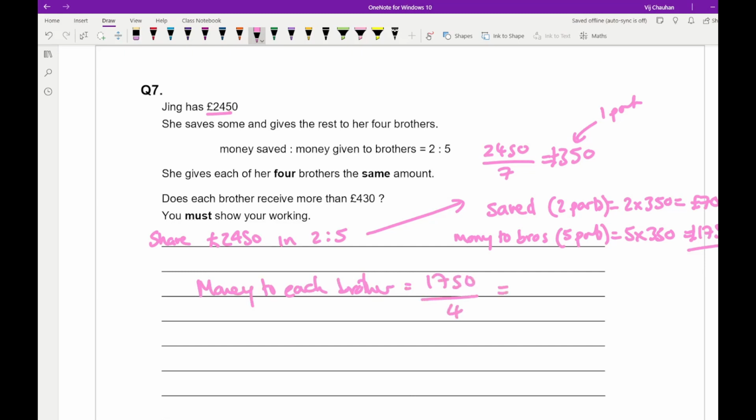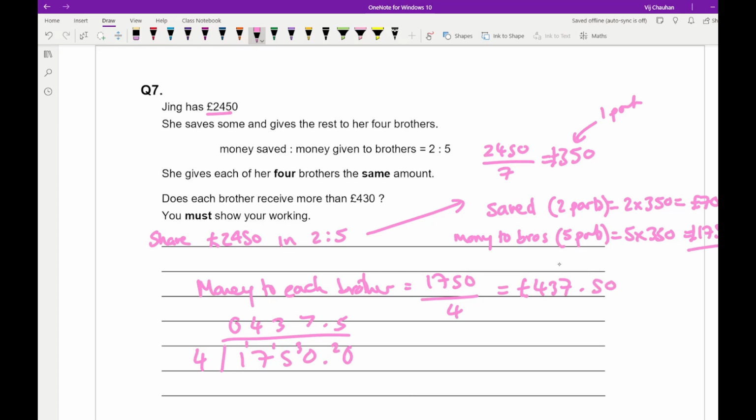So 4 brothers, and again, if I had to do this without a calculator, 1750 divided by 4, carry the 1, and again that's going to be 4. No, it's not, it's going to be 3 with 3 remainder, and then we've got 4's into 30 goes 7 with a remainder of 2, and then we've got 5. So each brother is going to get 437 and 50 pence.